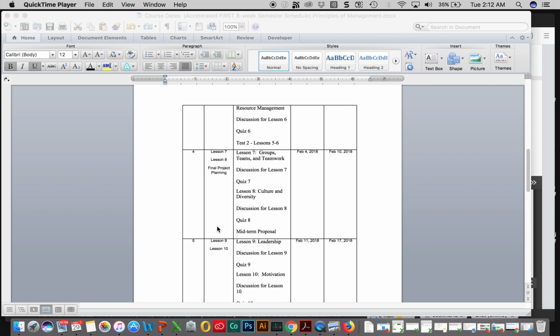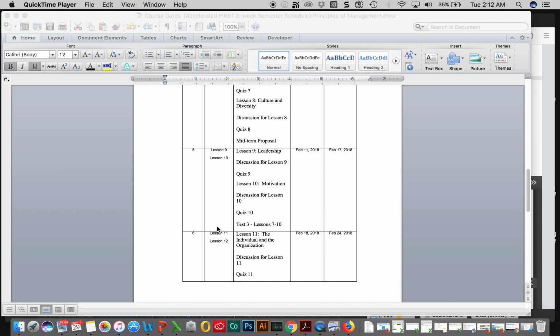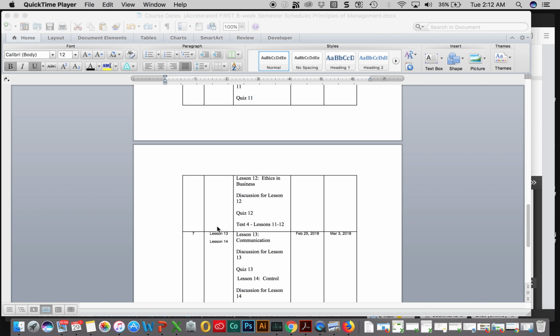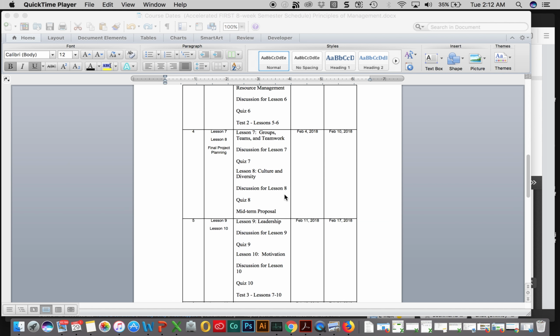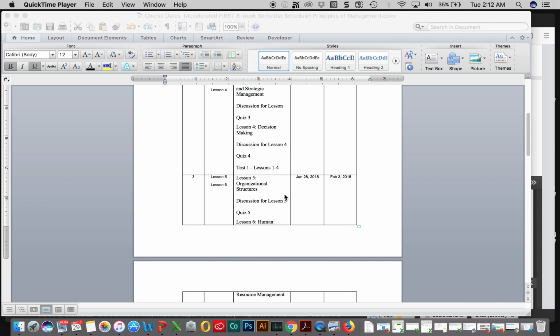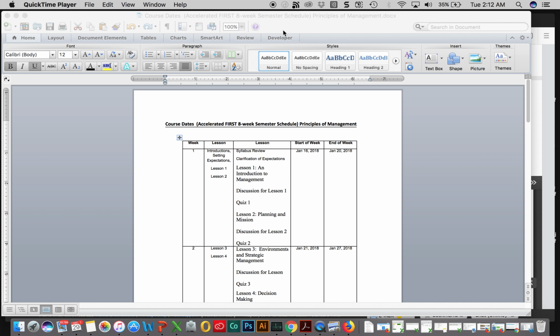So that's the basic structure of what we're looking at moving forward. We'll have 7 weeks of new lesson material, and then we'll be moving into the project presentations and final exam. All right, so that is everything for the timeline, and if anybody has any questions, again, just please let me know.